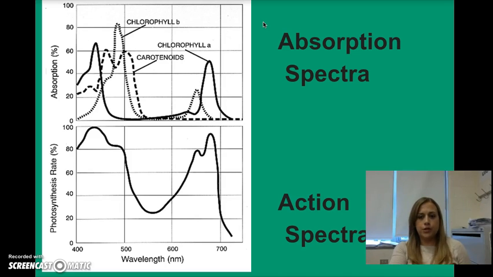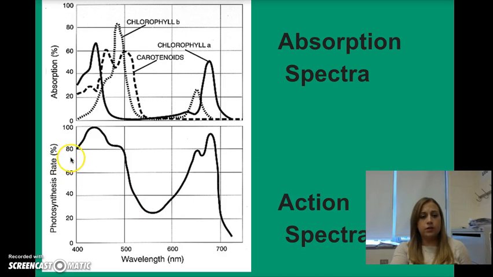Here we have absorption and action spectra, and so this is just again showing you the middle part is the green, and then you've got the red and the blue violet on the other end, so red and then blue violet, and so you can see that much more light in sort of the red and then the blue violet areas is being absorbed and actually used.